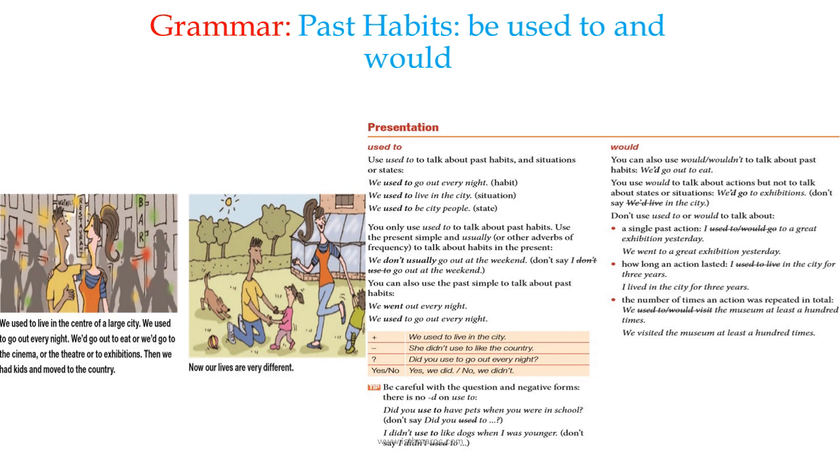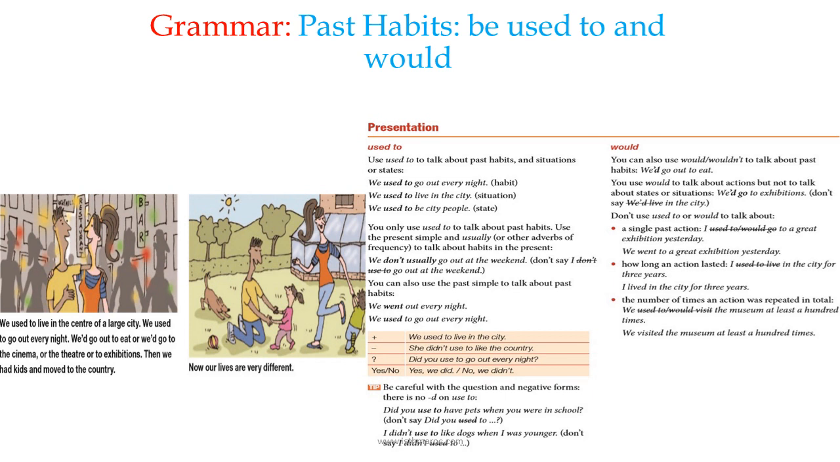Be careful with the question and negative forms. There is no D on "used to." So this is what I explained before. "Did you use to have pets when you were in school?" Don't say "did you used to." That's grammatically incorrect. "I didn't use to like dogs when I was younger." Don't say "I didn't used to like dogs when I was younger." That's again incorrect. So this is for "used to."